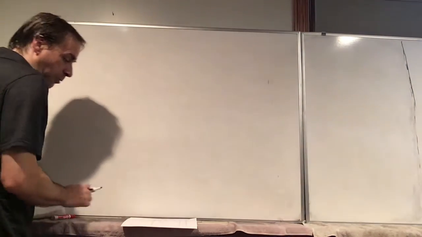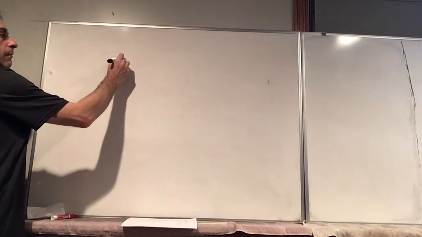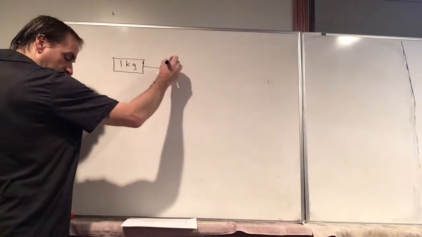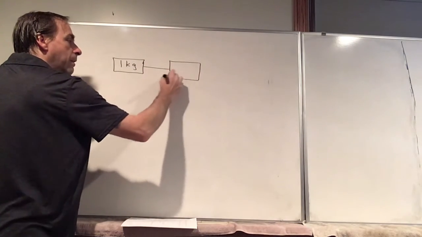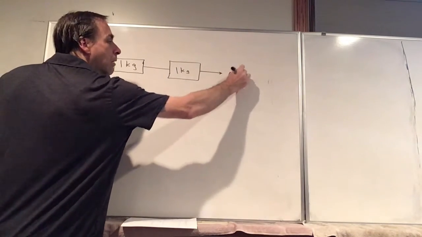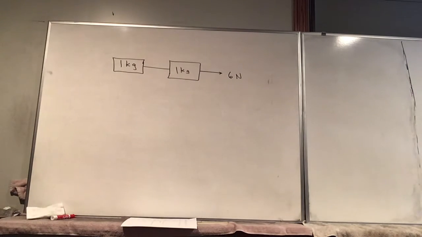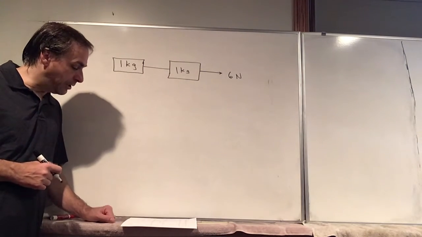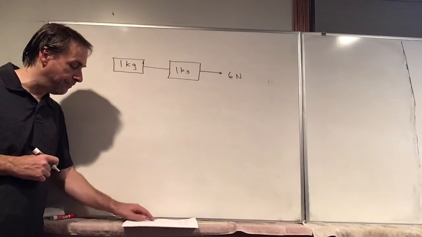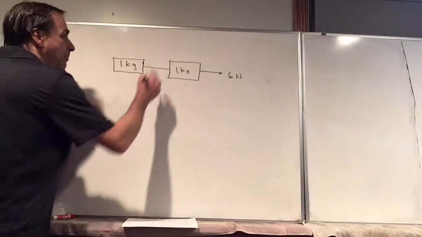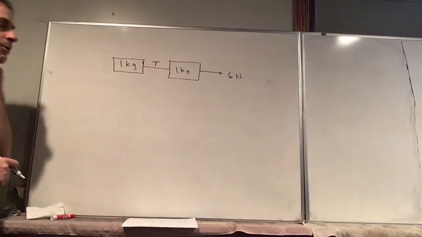Alright, so problem 3. We have 2 masses connected by a string, and then we are exerting a 6 newton force on one of the masses, the one to the right. They're equal masses here. So we want to know the acceleration of the system and the tension in the string that's connecting them. So we want to know the tension in that string there.